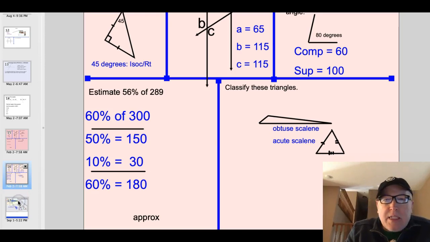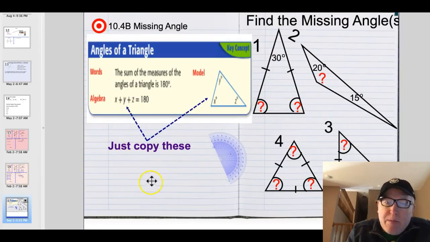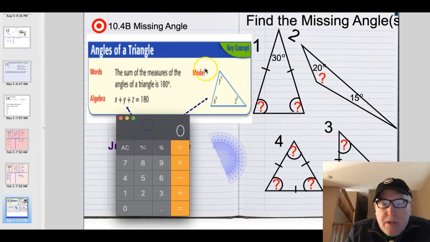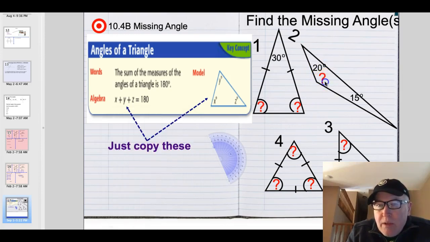All right, let's get to the lesson today, 10.4b, really straightforward. Find the missing angle. Let me just grab a calculator here quick. Basically, all you have to do is know that there's 180 degrees in a triangle, and then just subtract the angles to find the missing angle. So I'm going to start with number 2 here. It's pretty simple. You have 180 degrees. We're simply going to subtract this 20-degree angle, and we'll subtract that 15-degree angle. That gives us 145 degrees for this obtuse angle.